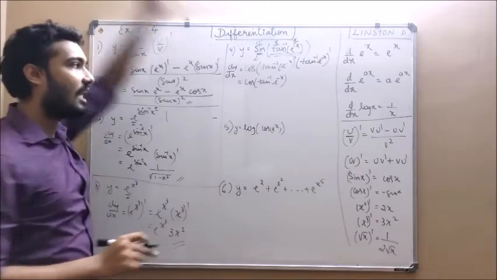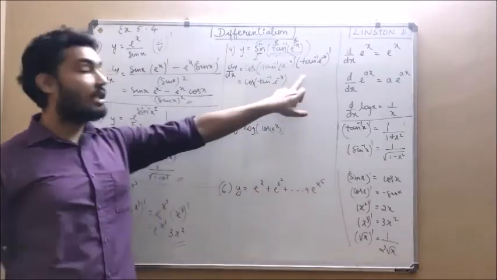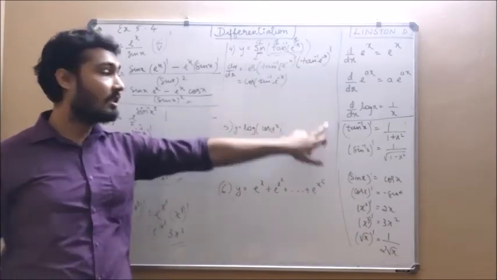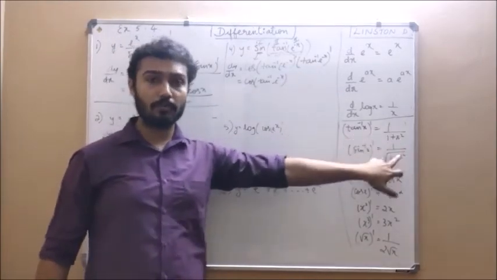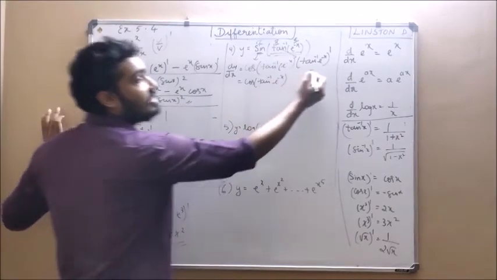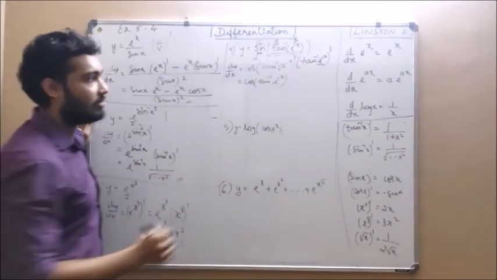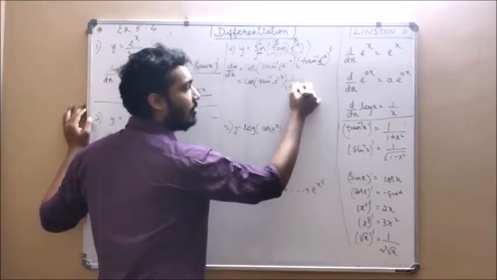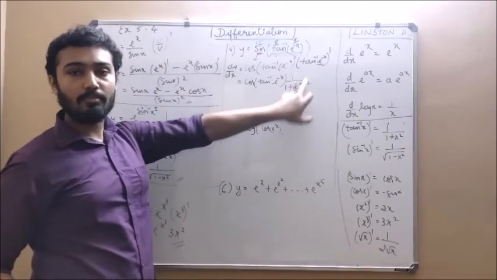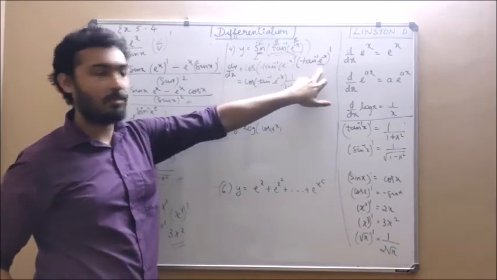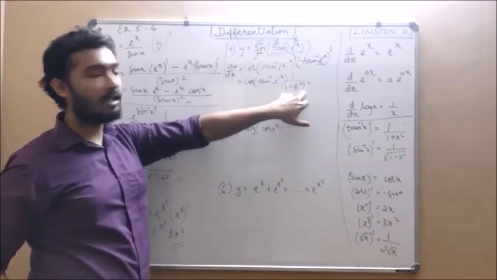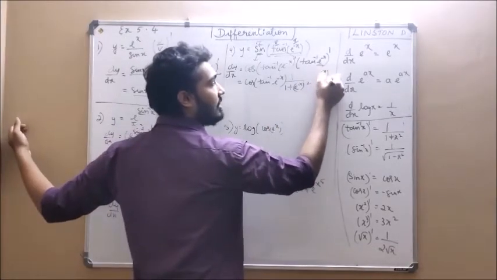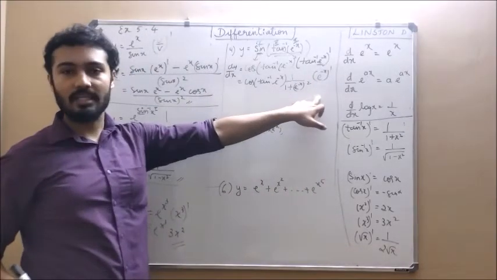What is the differentiation of tan inverse of e power minus x? The differentiation of tan inverse x is 1 by 1 plus x square. Now, instead of x, there is e power minus x. So this becomes 1 by 1 plus e power minus x the whole square. Next, we have to differentiate e power minus x.